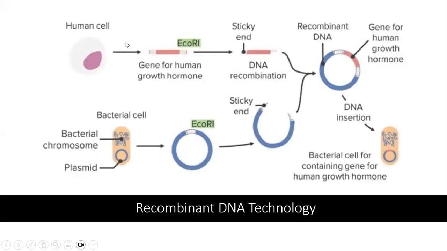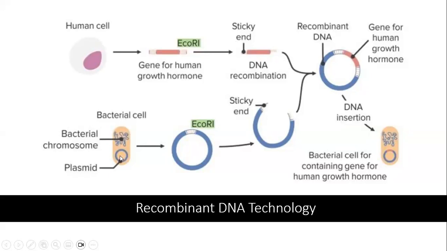But this is what a typical recombinant DNA looks like. So we have the human cell and we extract the gene from the human cell and we cut that gene out with sticky ends. So we use endonuclease, which is an enzyme. This time the enzyme we used was EcoR1. We'd use it to cut off the ends, like flagging the gene that we want.